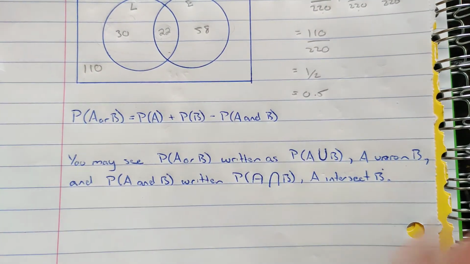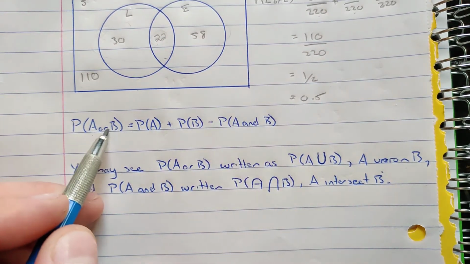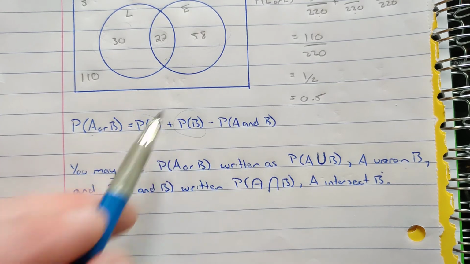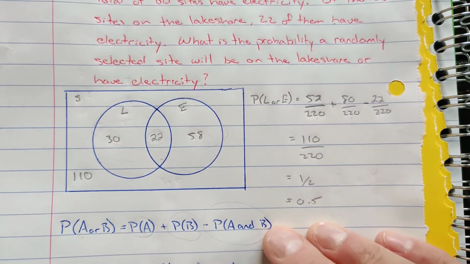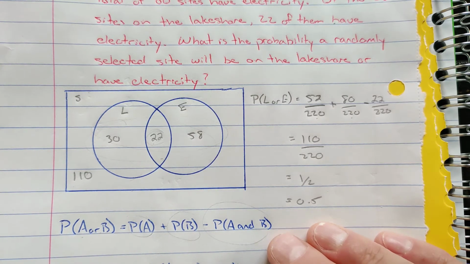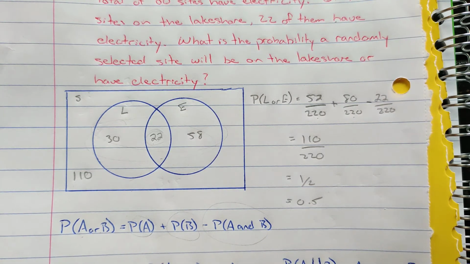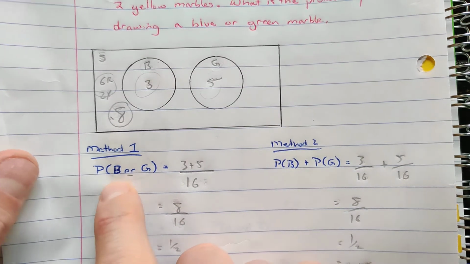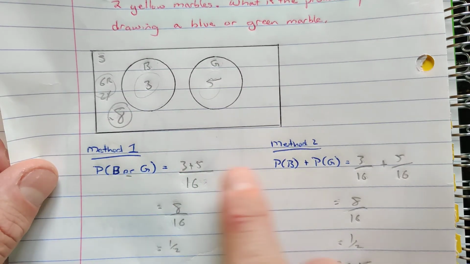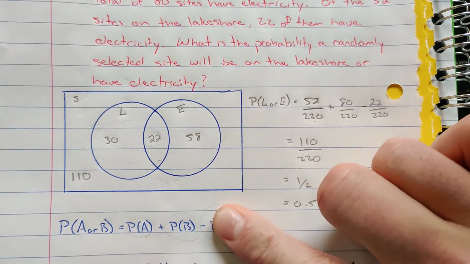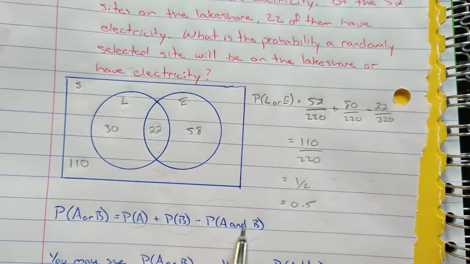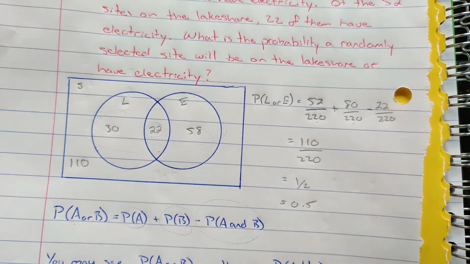So formulaically, the probability of A or B is the probability of A plus the probability of B minus the overlap. So technically, this actually works with our mutually exclusive events as well. So here we've seen the probability of B or G is the same as the probability of B plus G. So that's what we have here in this first bit. Now we're just factoring in the fact that we're removing that overlap.